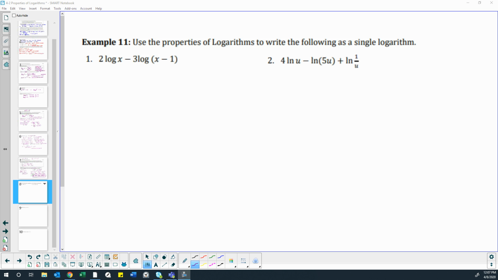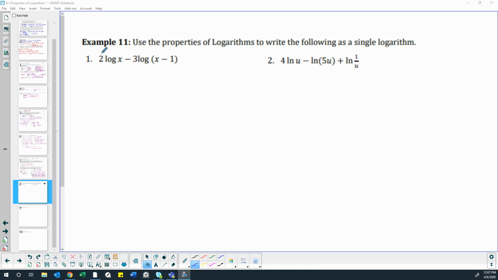Here's our last video for this section. We're going to be using our properties of logarithms now to go backwards. So in our last video, we were expanding our logarithms. Now we have some that are already expanded, and we're going to be writing them as single logarithms. So we do the process backwards.